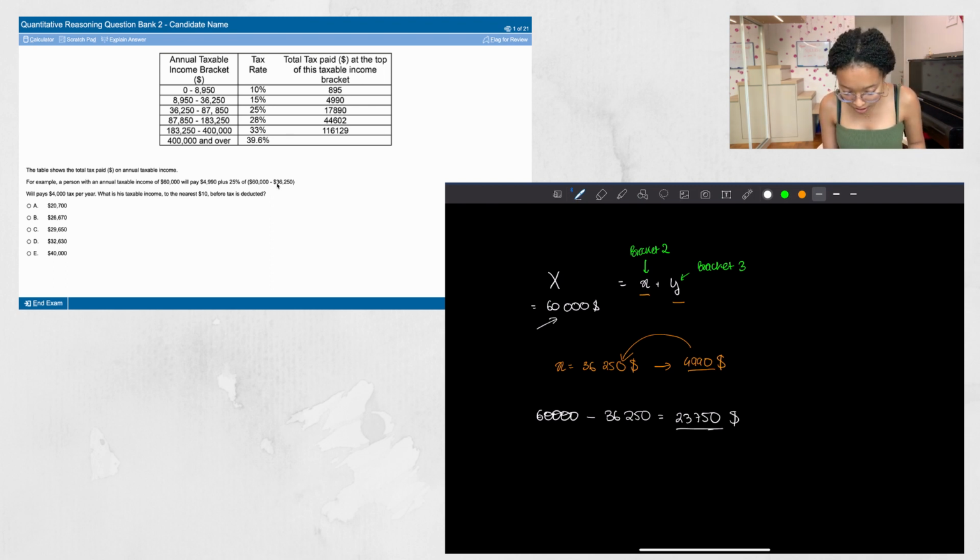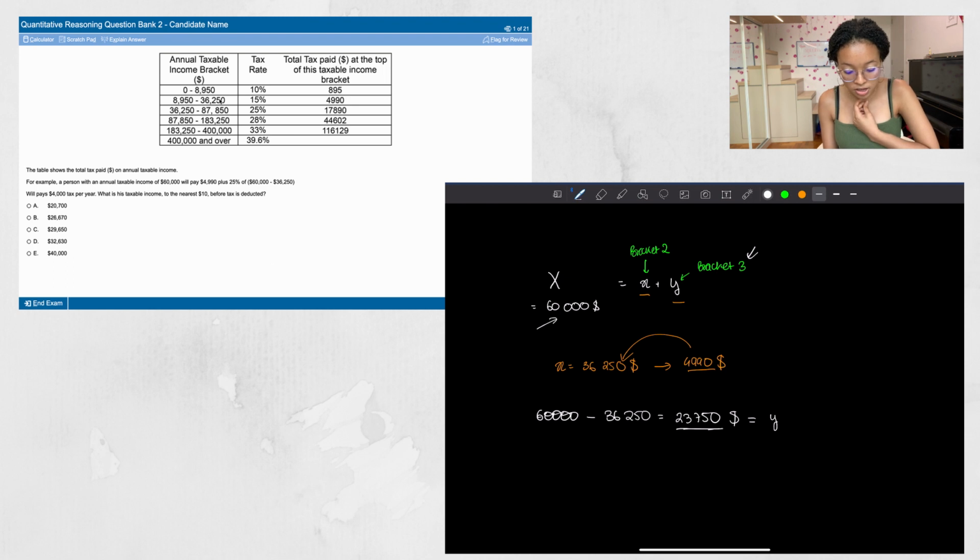And this amount of money here is actually the money that will be in bracket 3, because it's the money that is exceeding $36,250 and the money that I'm needing to actually reach $60,000, which is my income that I've made. So y, now we have this, which is equal to y. Okay? So x is $36,250 because that's how much I'm earning at the top of the second bracket.